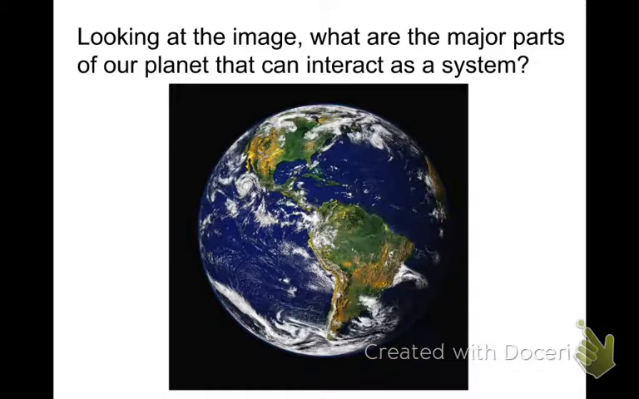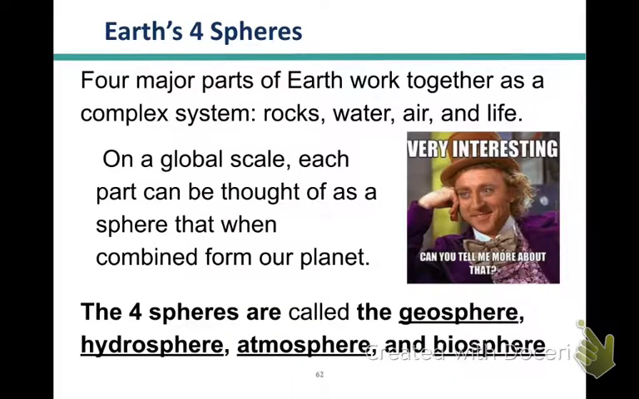You see liquid water in the ocean. You see the continent with the crust. You see the clouds, which would be within the atmosphere. So you can see all of those different things. So we are going to look at the 4 spheres of the Earth. The 4 spheres are the geosphere, hydrosphere, atmosphere, and biosphere. So again, only write down the bolded things at the bottom.